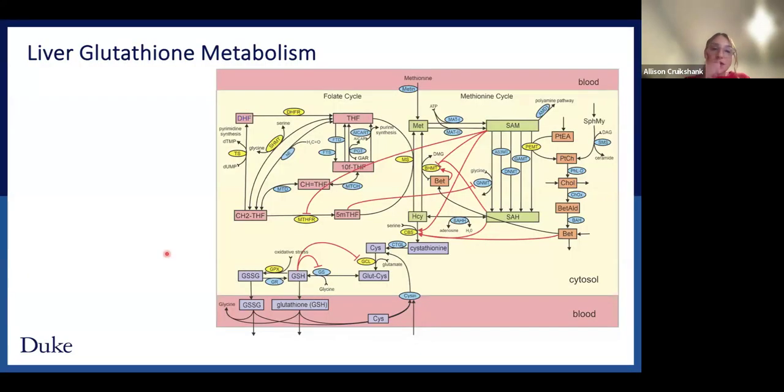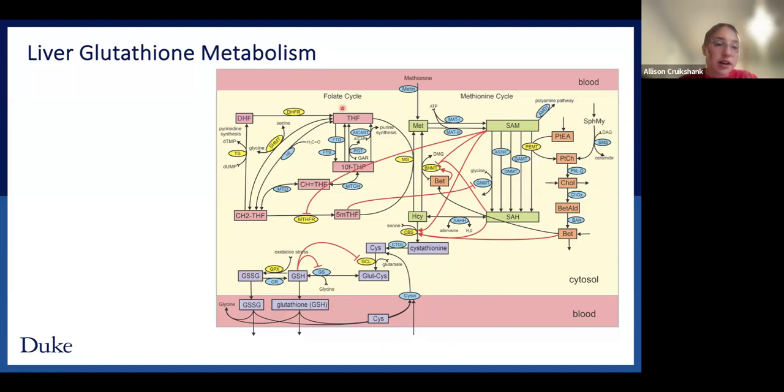Okay, so this is a schematic diagram of our model of liver cell metabolism. You can think of this as a typical liver cell. We have the cytosol and the blood compartments. We don't include any other organelles like the mitochondria or peroxisomes for this first model, but I'll go into a model later that has the mitochondria. We have the folate cycle, the methionine cycle, and the glutathione pathway down here in purple.